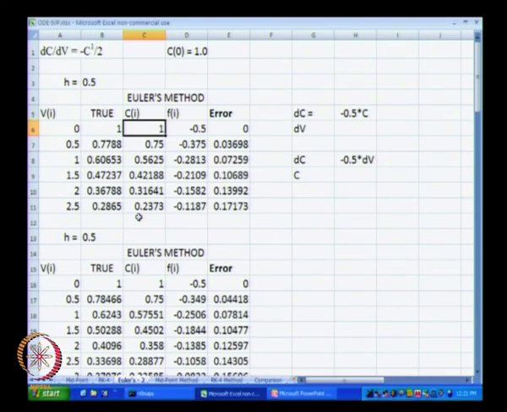The numerical values using Euler's explicit method for h equal to 0.5 are as shown over here, and we can extend it further.